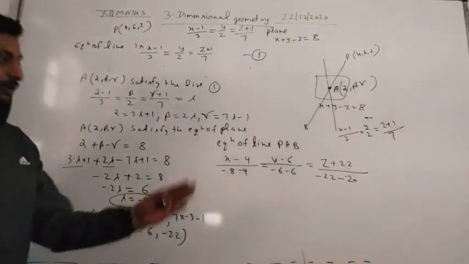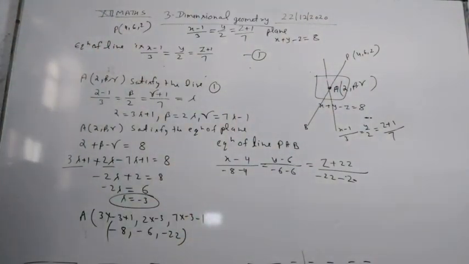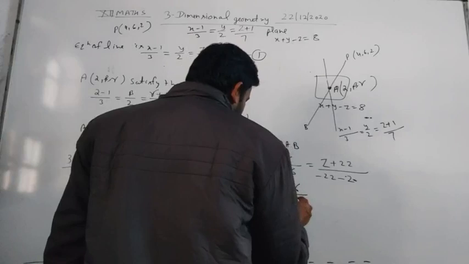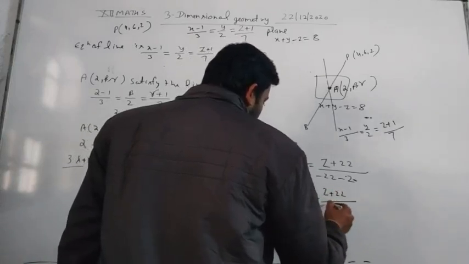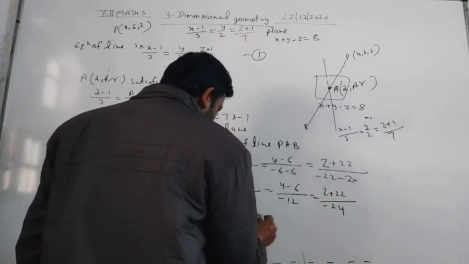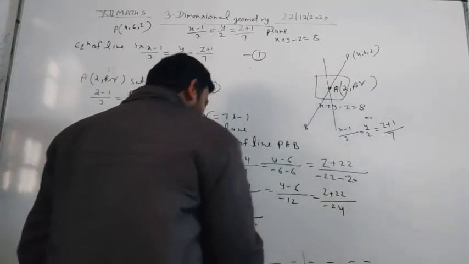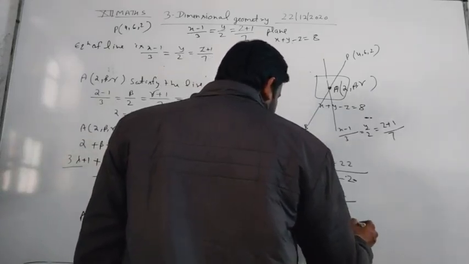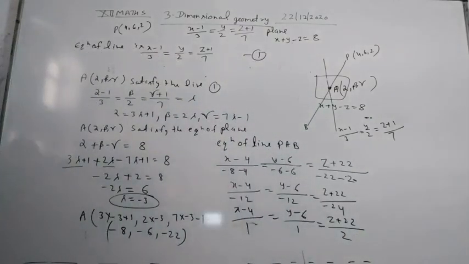Okay. Now this is the required equation of the line, student, and we will solve it and get our result. Let's say x minus 4 by minus 12, y minus 6 by minus 12, z plus 22 by minus 24. So x minus 4 by 12 means we can write 1 by 2. So this is the required equation of plane. Okay, student.